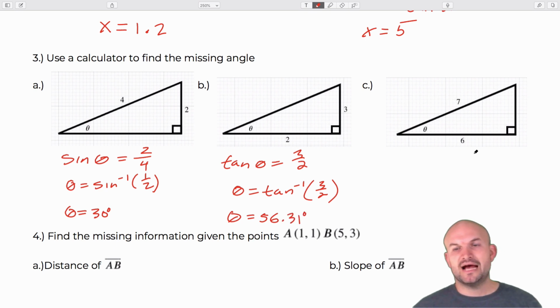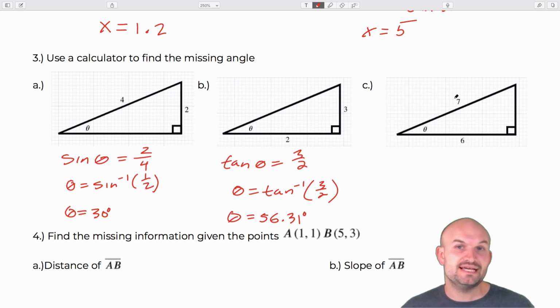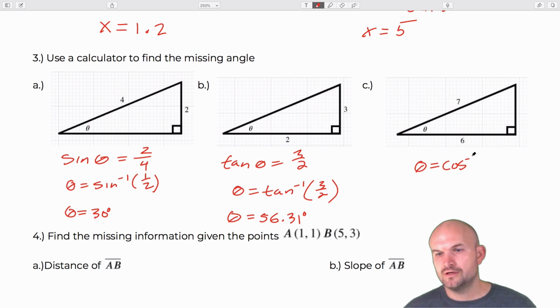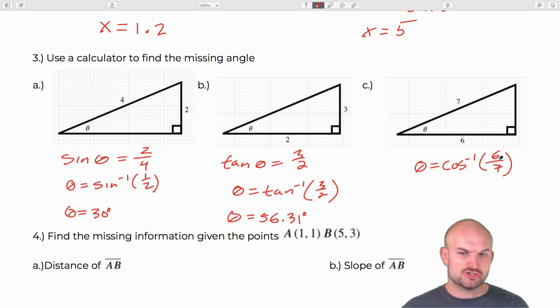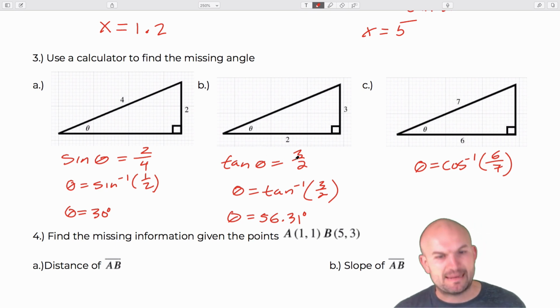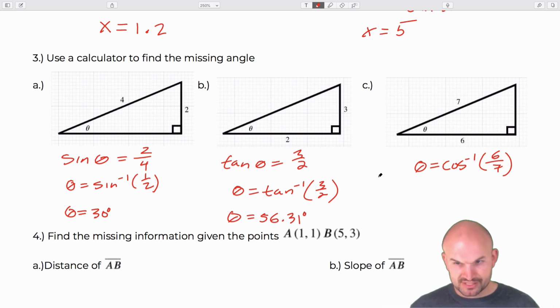There you go. And then the last one you can see here is the cosine, because we're going to use the adjacent over the hypotenuse. So in this case, I'm just going to say theta equals cosine inverse of adjacent over hypotenuse. So I can get immediately right into the inverse trig function. I don't need to write the statement first and then rewrite it. You can just get right into it. So cosine inverse of 6 divided by 7, and that's going to be 31 degrees.